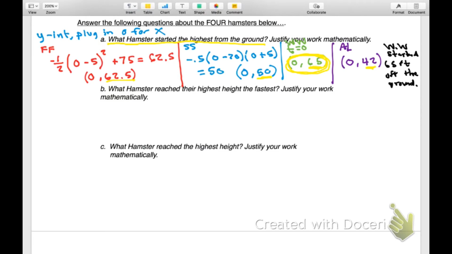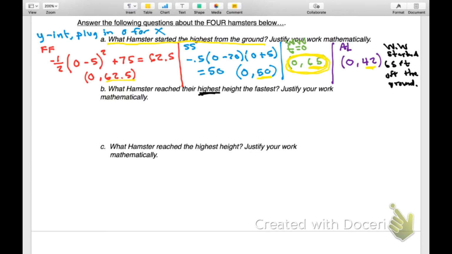All right, part B. What hamster reached their highest height the fastest? Justify your work. So now we're looking for the highest height the fastest, and we know that the maximum, the highest height, occurs at the vertex. So we have to start finding the vertex for each of these acrobatic hamsters.